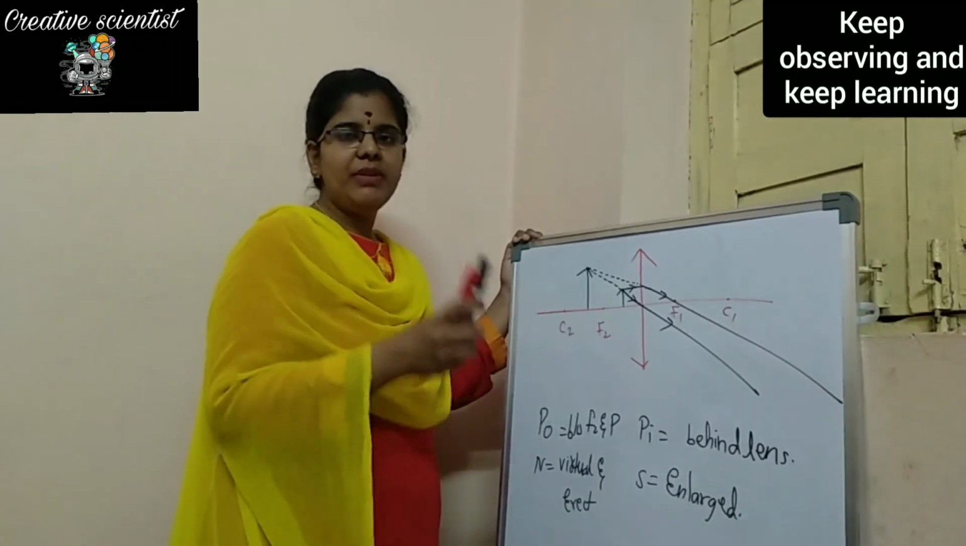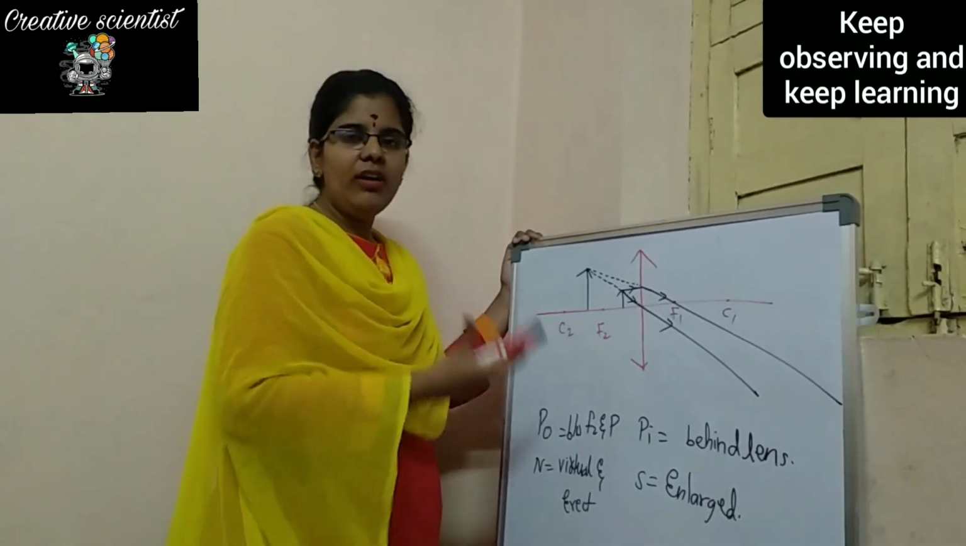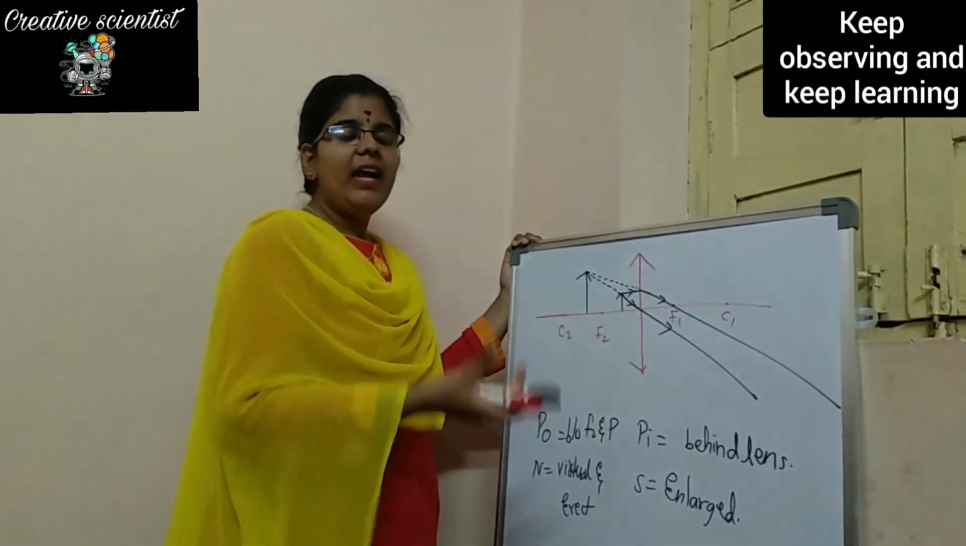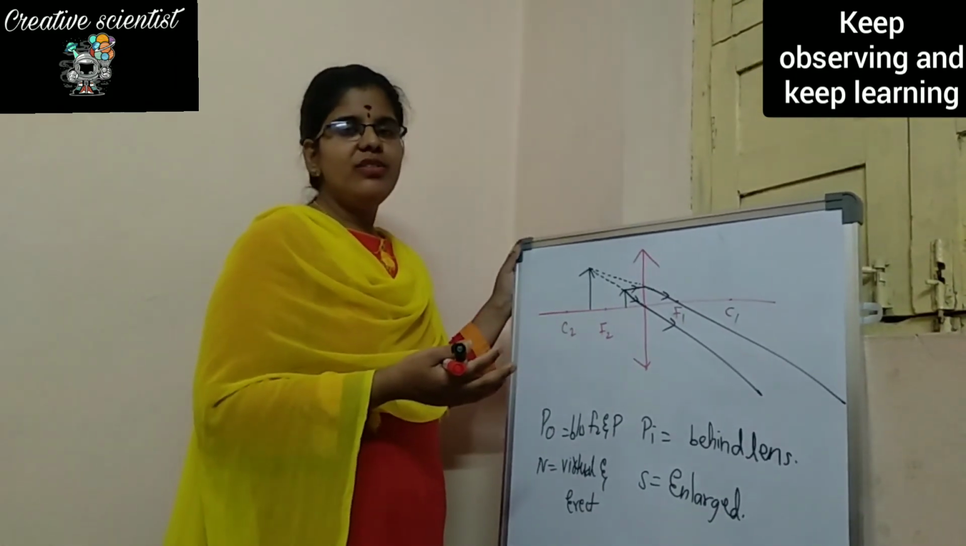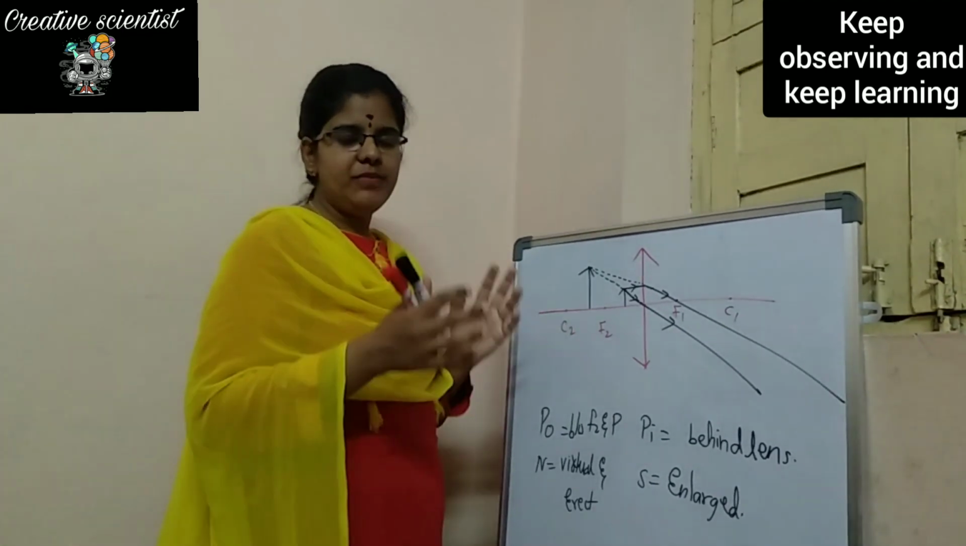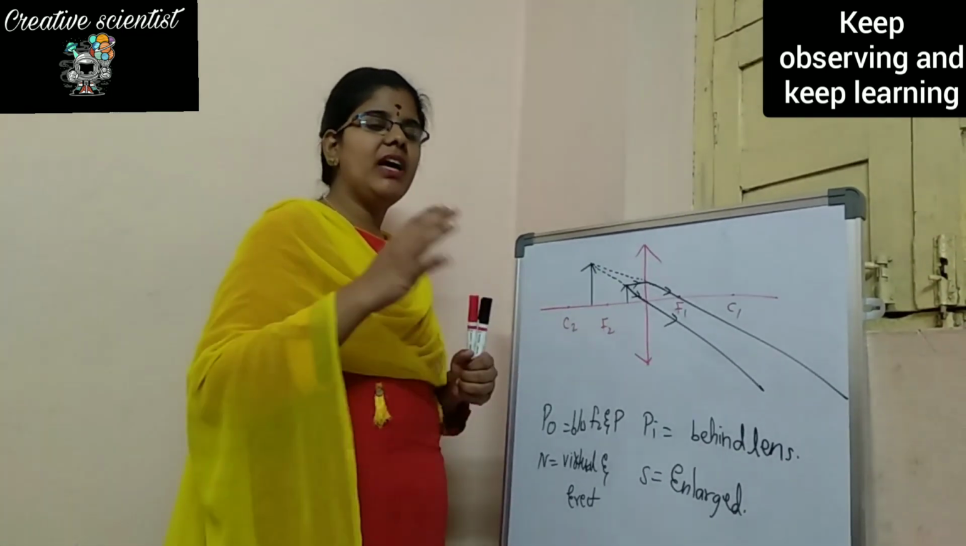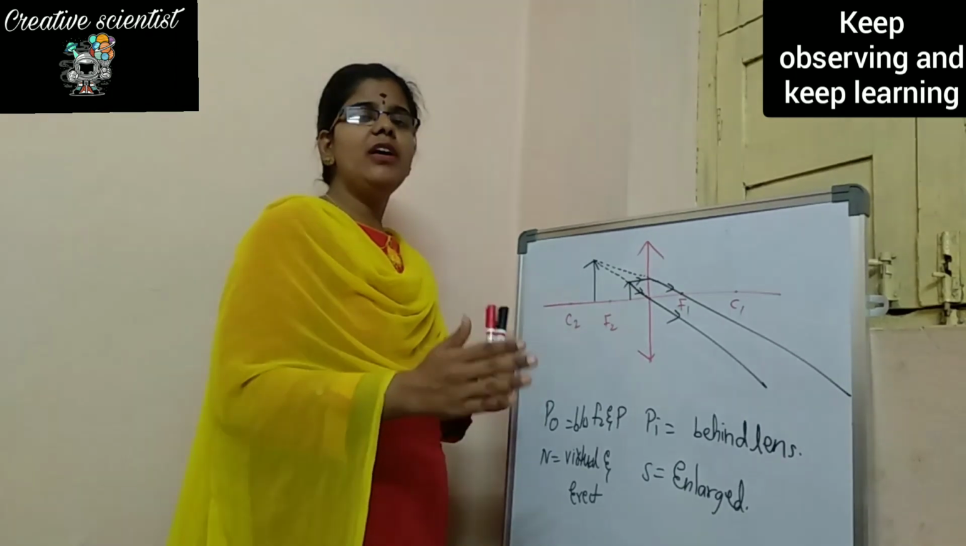Virtual means it cannot be caught on the screen. We did not observe it on the screen. And what is the size of the image? It is a very large image. So these were the 6 types of images we have observed when we are changing the position of the object.